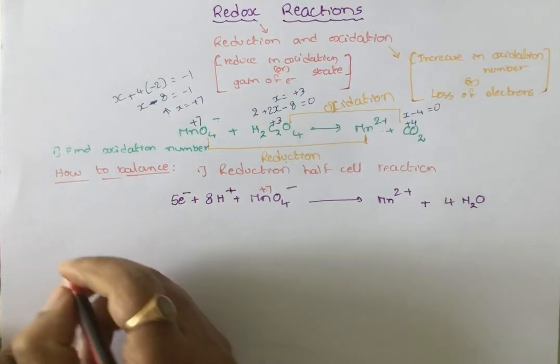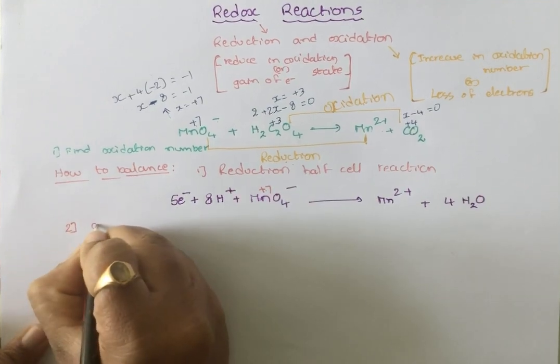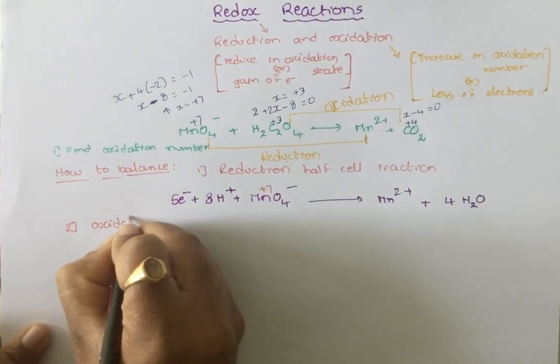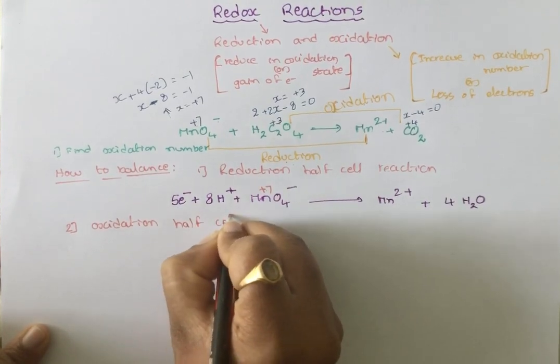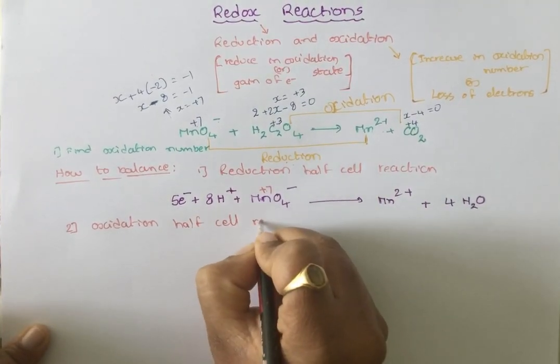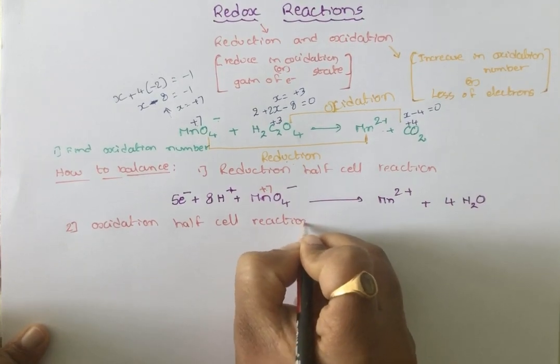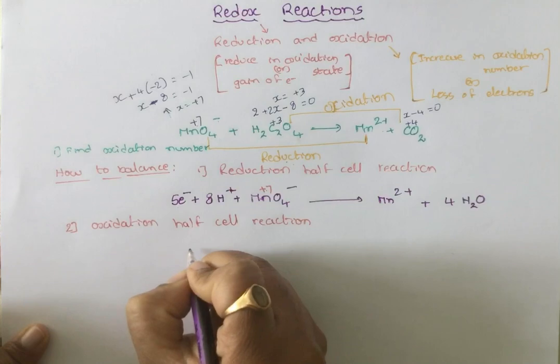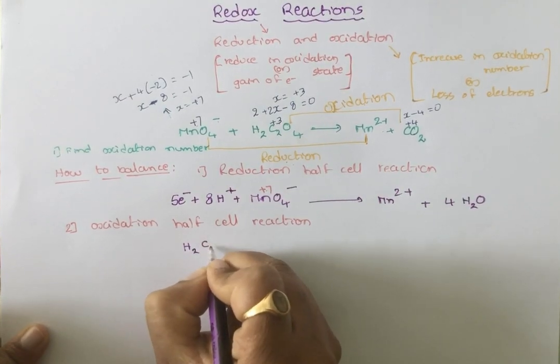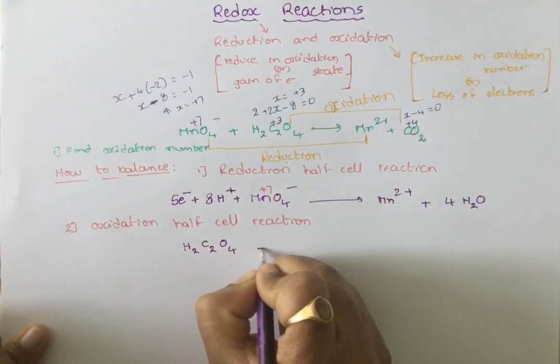Now next, what do I have to write? I have to write the oxidation half cell reaction also. This is a very simple, tricky way to balance redox reactions. Okay. So how can I write the half cell reaction? You just see this equation. They will give it to you in the problem. See that and just copy it.